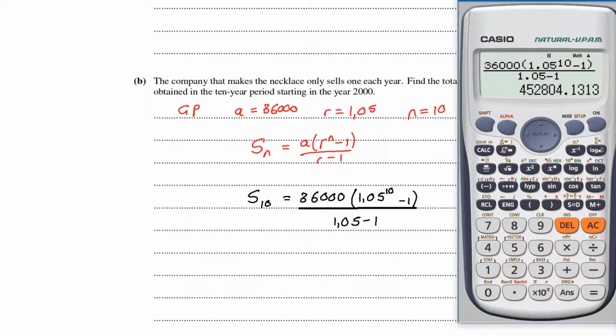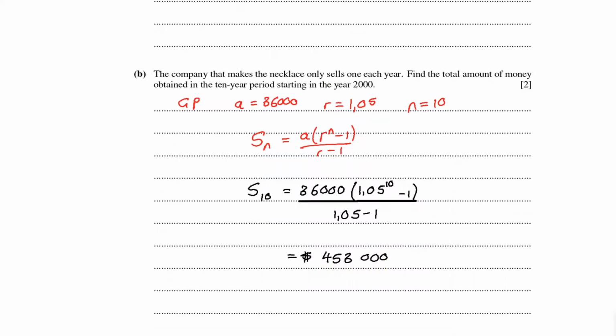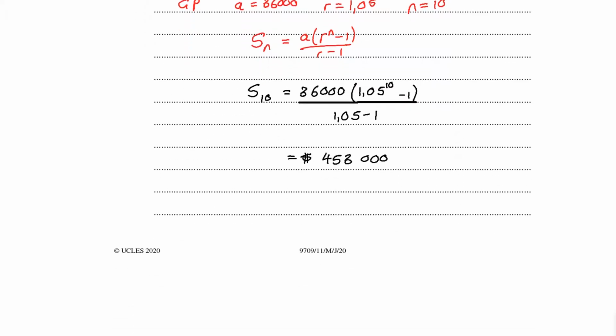So what we're getting from our calculation is 452,804. So to 3SF, we'll just say 453,000. So that's what we get. And that's the total amount of money obtained in the 10-year period starting in the year 2000. And that's it for question number 3. Let's scroll down to the next question.